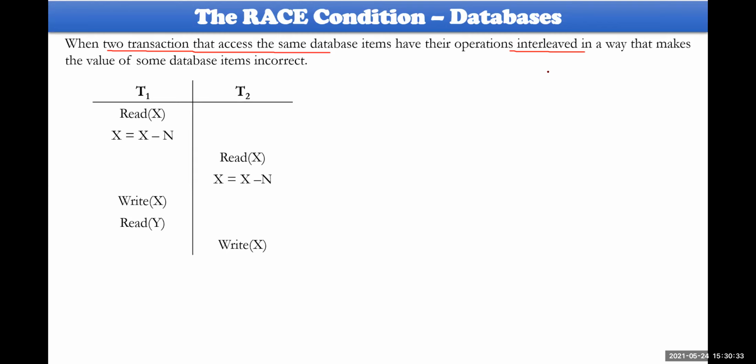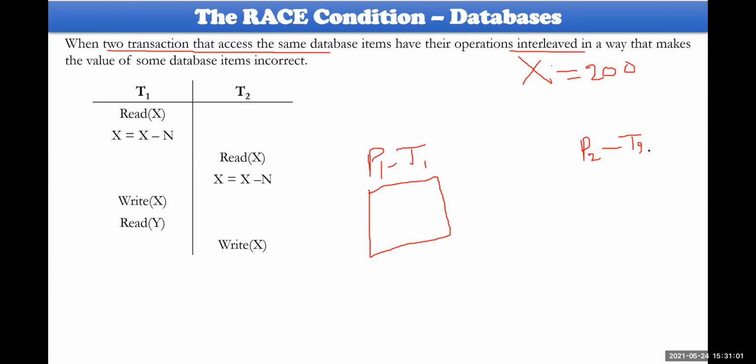So there is a global value, let me say x. X is a global value and might have some value, let us say 200. There are two transactions. Process 1 has transaction T1, on a separate local machine, and process 2 has its own transaction T2, also on a local machine. The global area is the server.